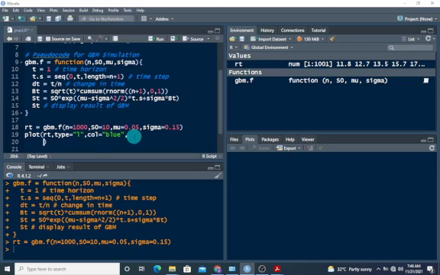Let's say the ylab should be on the y axis. I want to name this simulated returns or stock prices. Right, so this should be in string. Right, then xlab, this is going to be the time. Right, so let's see this.